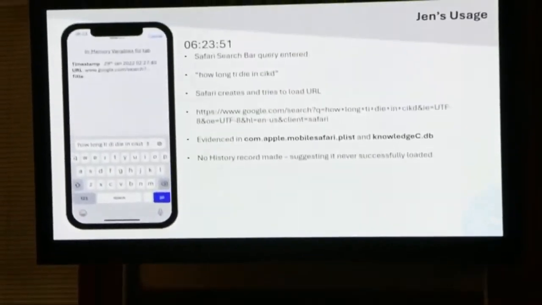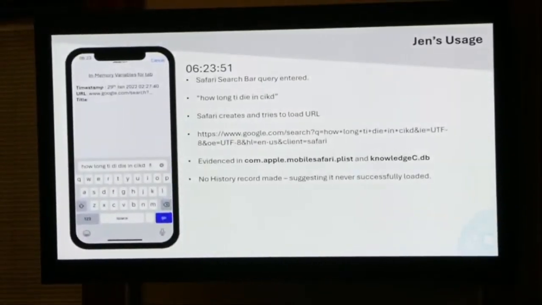This is different to if I visited Google, for example, and just typed in the search text box in Google. It wouldn't necessarily have this same structure of the URL. So we know that this is the query created by submitting a search using the search bar here and pressing the blue button at the bottom. We know that that search was conducted at 6:23:51 according to the information in mobile safari.plist. And Knowledge C also shows that this page was visible.